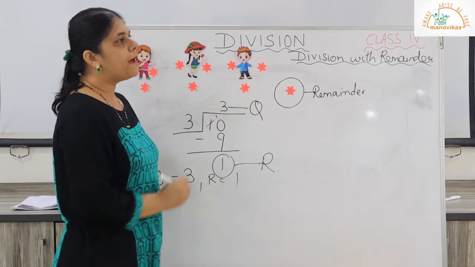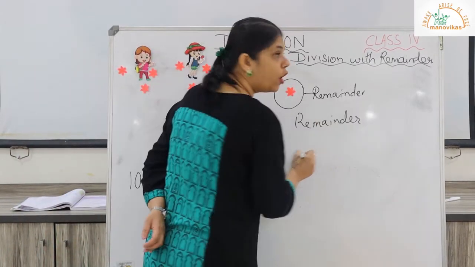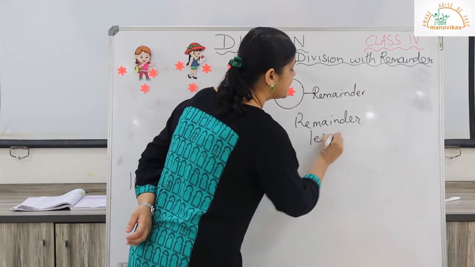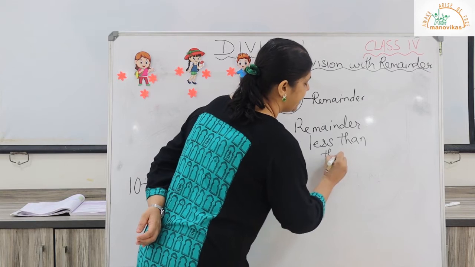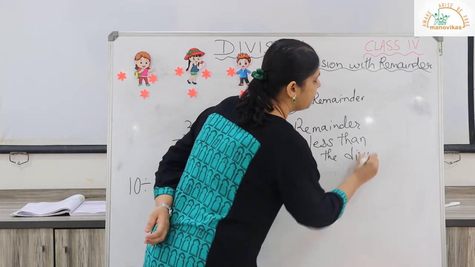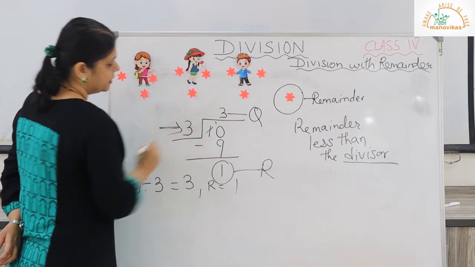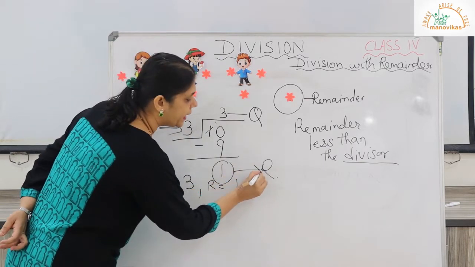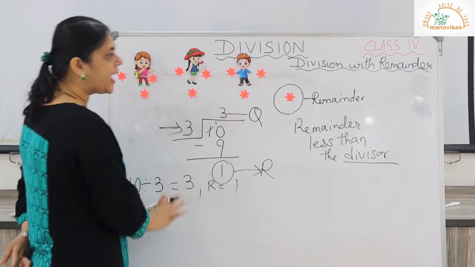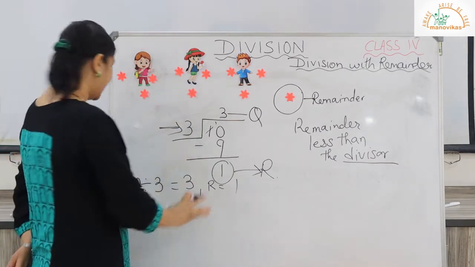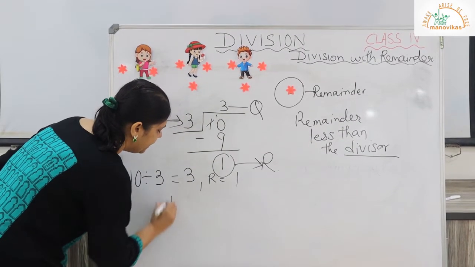Now, remember one thing children, that the remainder should always be less than the divisor. And which is the divisor here? The number by which we divide. So check here whether our remainder is less than the divisor. Yes. Now, to check if your answer is correct, you can use the following formula.